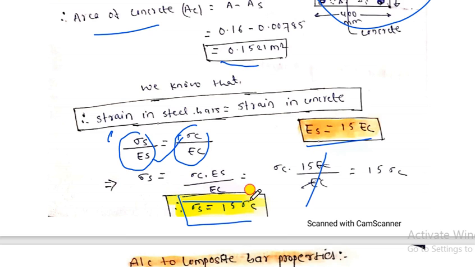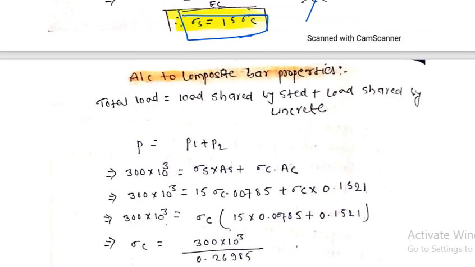So this value is required for calculating what we call the different loads. The next property is that the total load is equal to the load shared by steel plus the load shared by concrete. So here P is equal to P1 plus P2. Substituting, we have already been given the total compressive load carried by the column, which is 300 kilonewtons. I have converted the 300 kilonewtons into newtons, so 300 into 10 to the power 3, that is 1000.